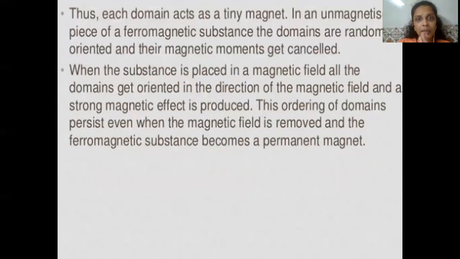So wherever the electron is spinning, meaning they revolve around themselves and around the nucleus, a domain is formed. So it acts as a tiny magnet. In an unmagnetized piece of ferromagnetic substance, the domains are randomly oriented and their magnetic moments get cancelled.